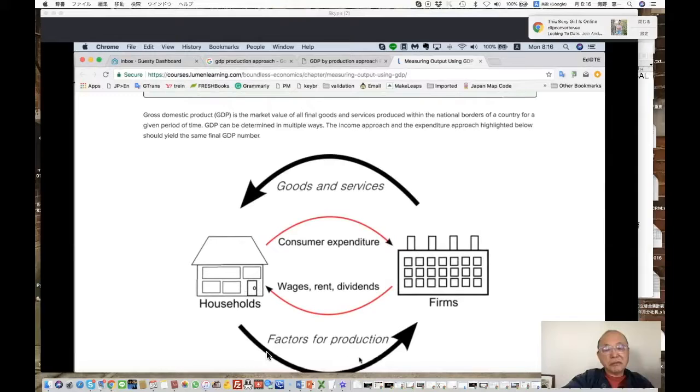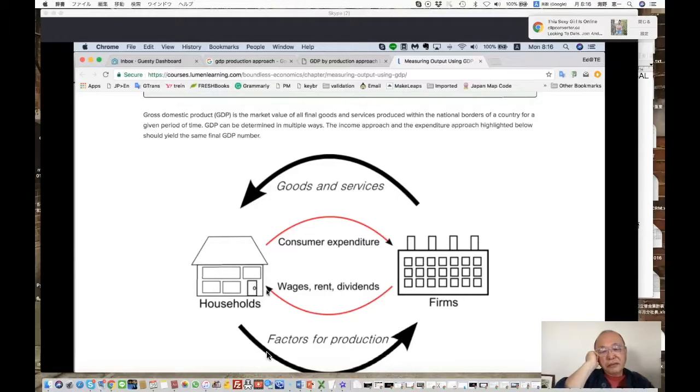But basically, households provide factors for production. That means they provide labor and capital. They give loans to firms, and they go to work in that firm, and in exchange, they get the output of the firm. They can buy that. So that's the factors of production and the goods and services.